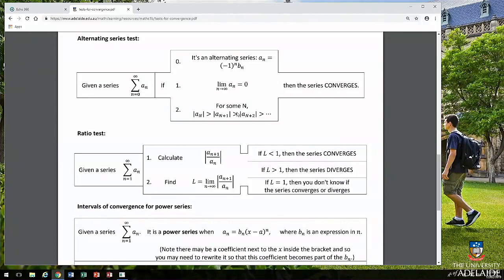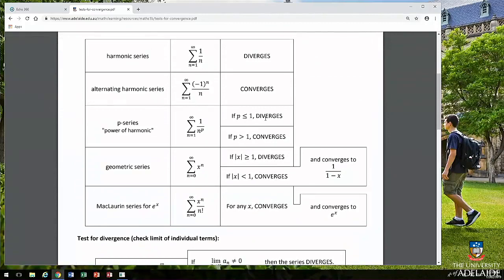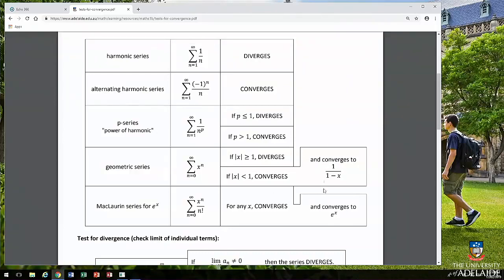I like organising it this way. And you'll notice that the first column is the names, what it's called. The second column is what the formula looks like. The third column tells you when it converges and when it diverges. And the fourth column tells you what the answer is. And the only ones that we know what the answer is are the ones that are on the list of common Taylor series. So I've tried to organise it to really ram that point home.